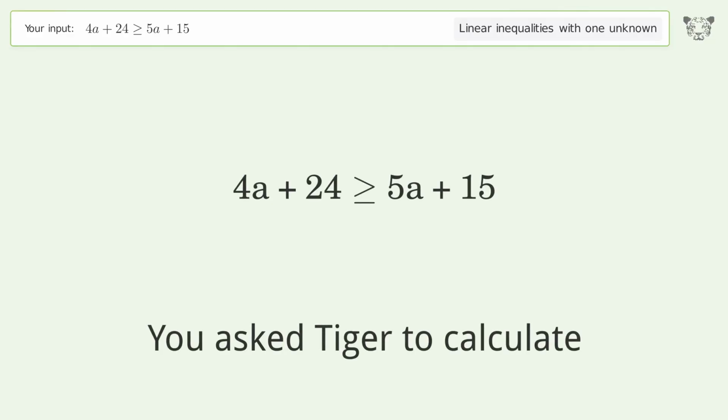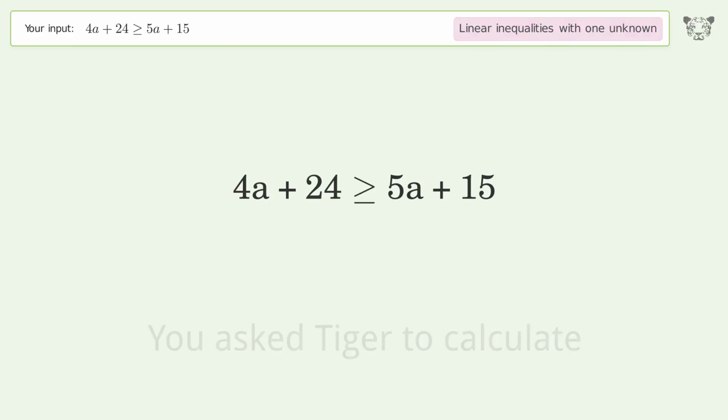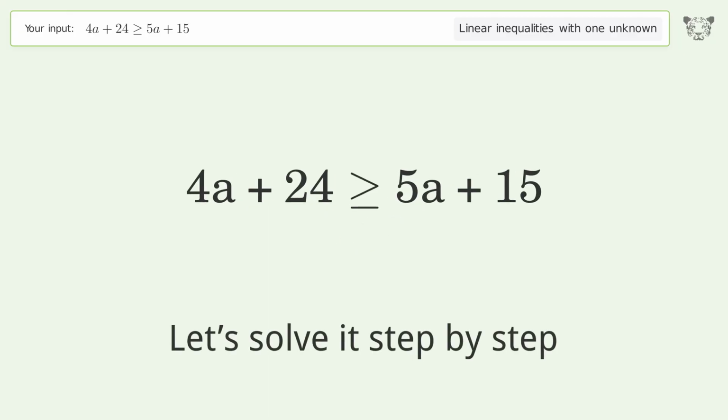You ask Tiger to calculate. This deals with linear inequalities with one unknown. The final result is a equal or smaller than 9. Let's solve it step by step.